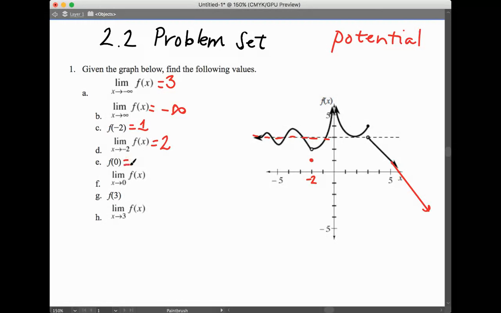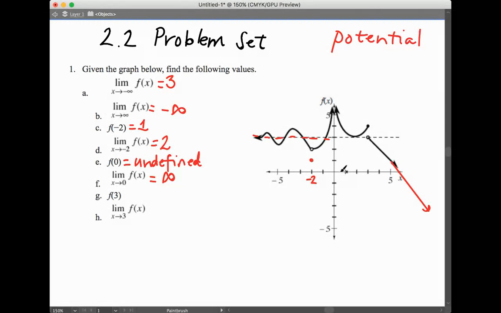f of 0 is what we would get out if we plug in 0. Since there is an asymptote there, f of 0 is undefined. But the limit as x approaches 0, as x approaches 0 on the right side, it goes to infinity. As x approaches 0 on the left side, it goes to infinity. So the limit here is infinity.